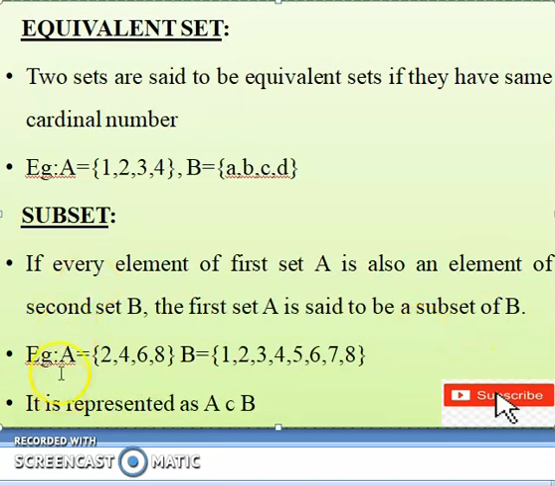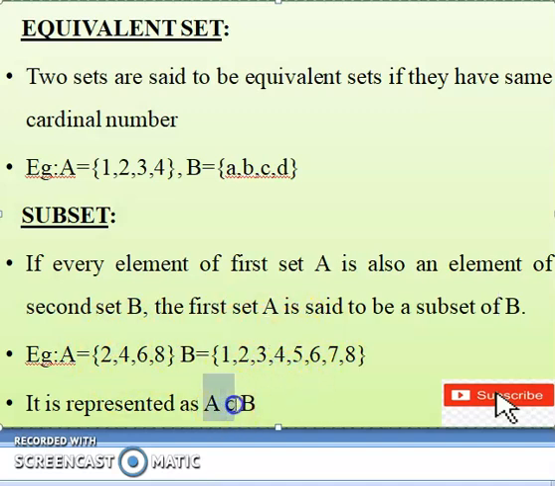So here, A equals 2, 4, 6, 8 and B equals 1, 2, 3, 4, 5, 6, 7, 8. So these are two sets. This is the first set and this is the second set. If I observe, 2, 4, 6, 8 also come under set B. So whenever all the elements of the first set come under the second set, we can say the first set is a subset of the second set B.